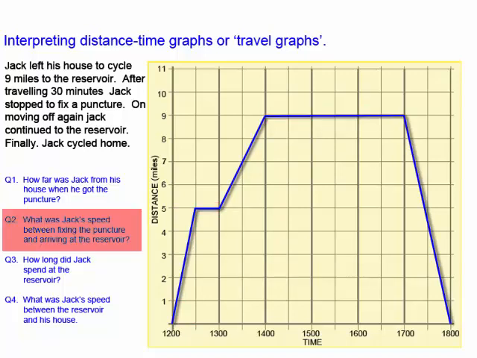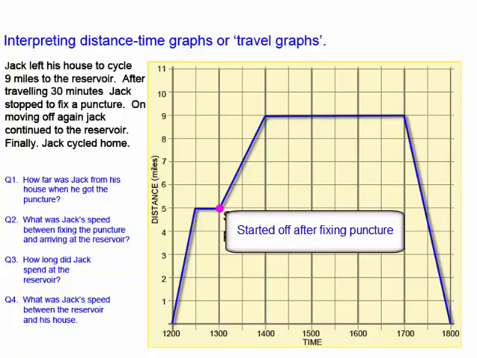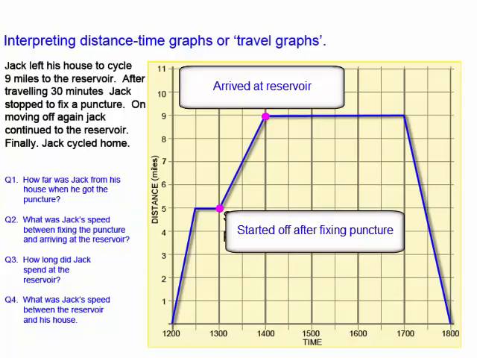In the second question, we have been asked what was Jack's speed between fixing the puncture and arriving at the reservoir. Well, this is the point at which Jack fixed the puncture and moved off again, and this is the point where Jack arrived at the reservoir.